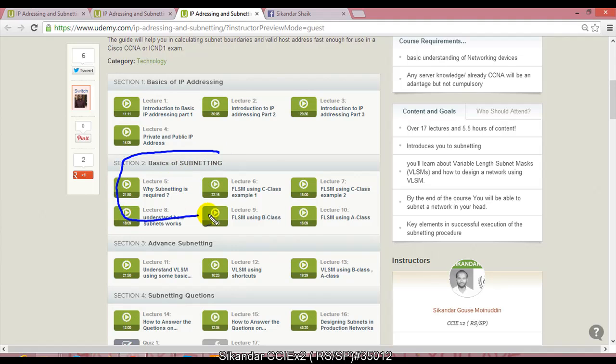In section 2, you'll get introduced to subnetting, and you will be very comfortable with all the subnetting calculations, especially FLSM here. And in section 3, we'll get into some advanced subnetting calculations. We'll do some basic VLSM, then some VLSM shortcut methods, and finally we'll do some complex calculations on B class and A class as well.